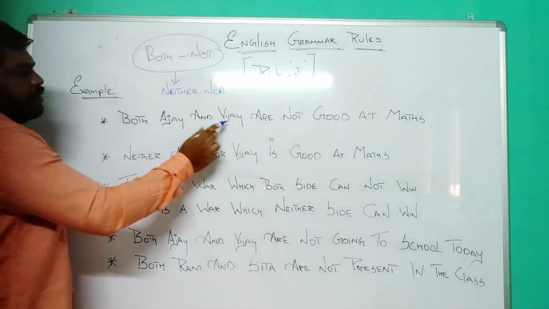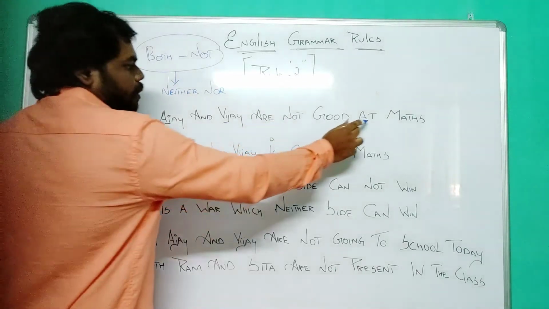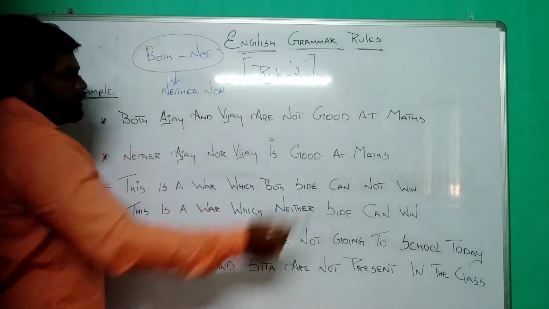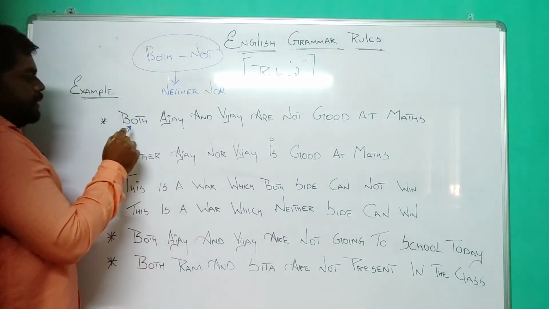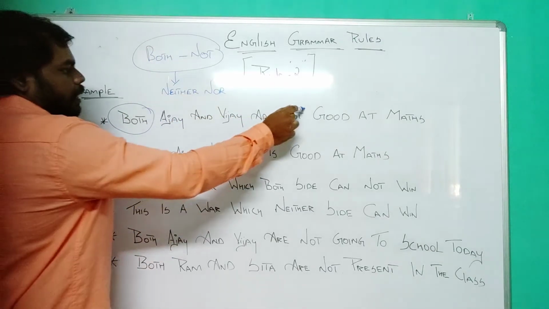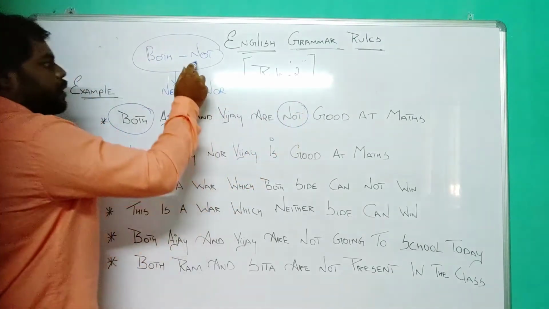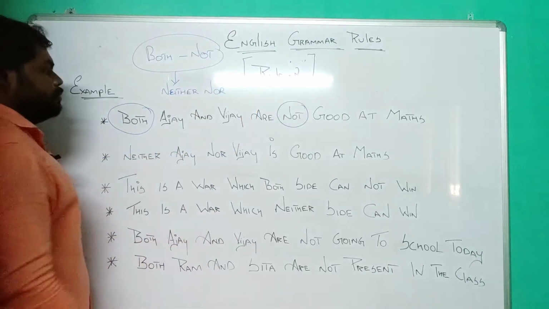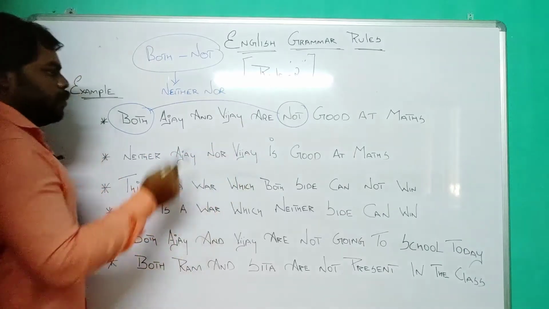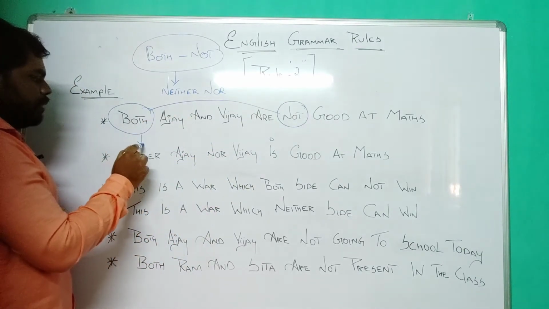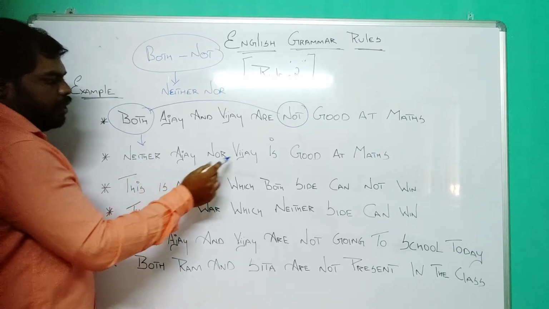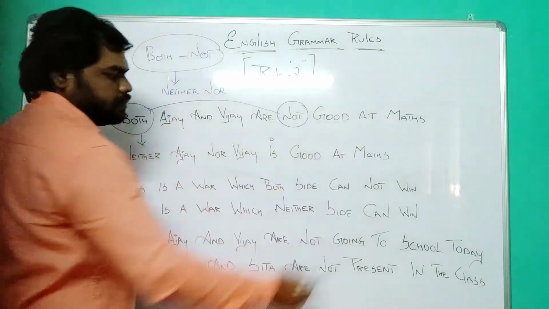Both Ajay and Vijay are not good at maths. Right, both Ajay and Vijay are not good at maths. So this is a sentence which consists of both and not, which is wrong according to rule number 2. Right, so how can we improve this? We can improve this by reconstructing the statement as neither Ajay nor Vijay is good at maths.